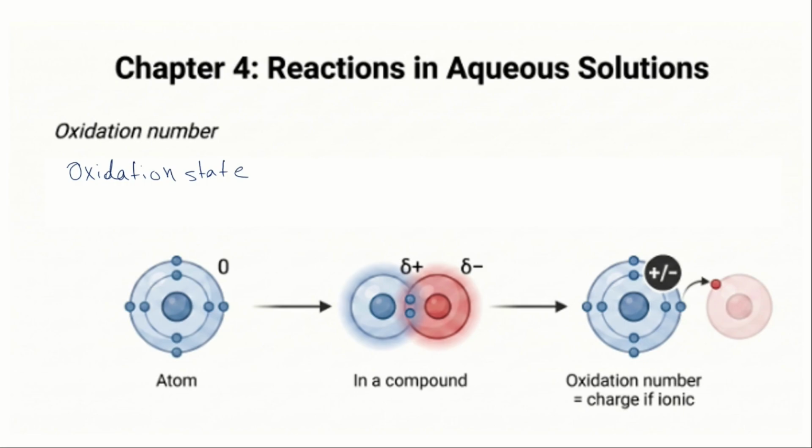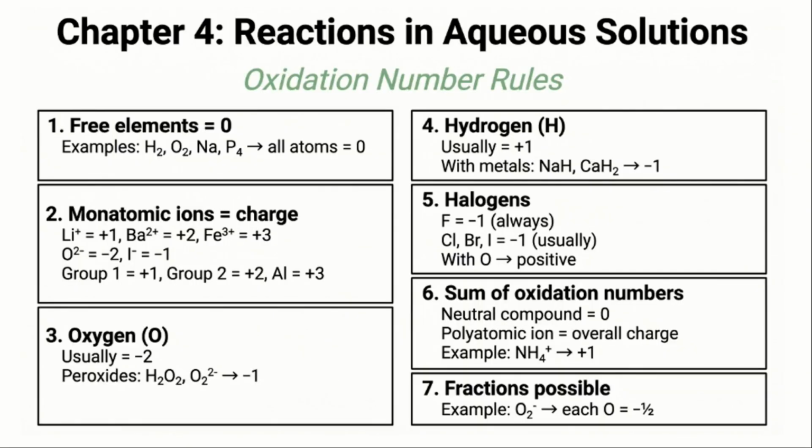Okay, now maybe you have some questions. How can we find the oxidation number? Here there are some rules to find the oxidation number. Number one, it says in free elements each atom has an oxidation number of 0. Thus, each atom in hydrogen, oxygen, sodium, and phosphorus has the oxidation number 0.